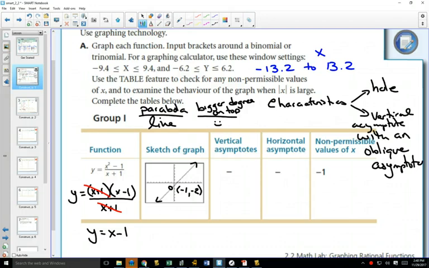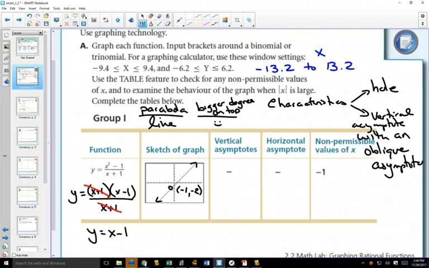Straight line, right? What's its slope? 1. What's its y-intercept? -1. Does that look like the graph that we have? We have a straight line with a slope of 1 and a y-intercept of -1. Good. But how do we find where that hole is algebraically?